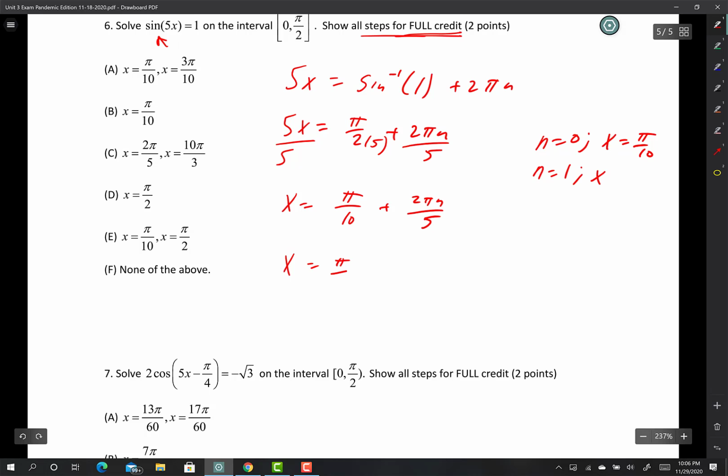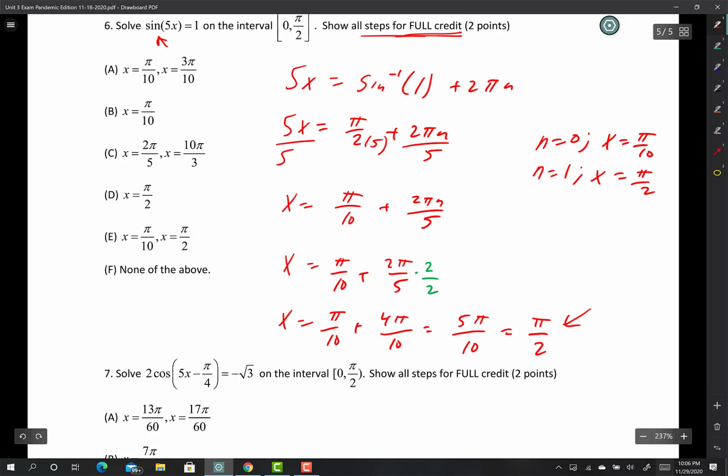X equals pi over 10 plus a full cycle, so 2 pi over 5. I'm going to get a common denominator, so I'm going to multiply that by 2 over 2, and you get pi over 10 plus 4 pi over 10. So when you add those, you get 5 pi over 10. Now that reduces to pi over 2. So this is how you get the pi over 2. And a lot of you guys did not show me that. So there it is.